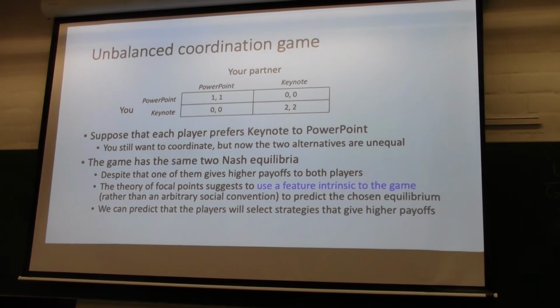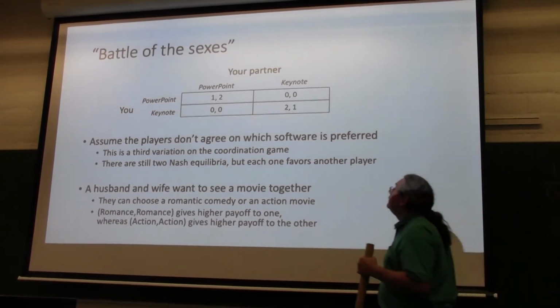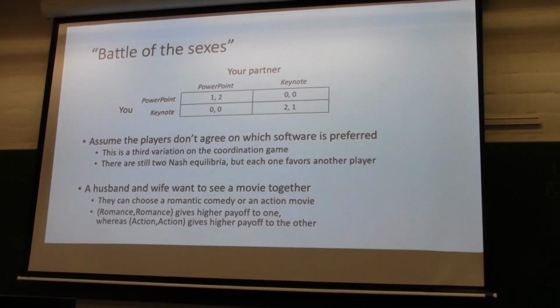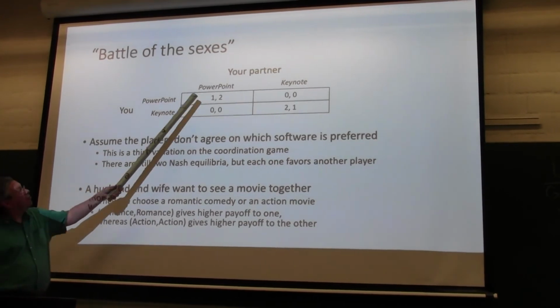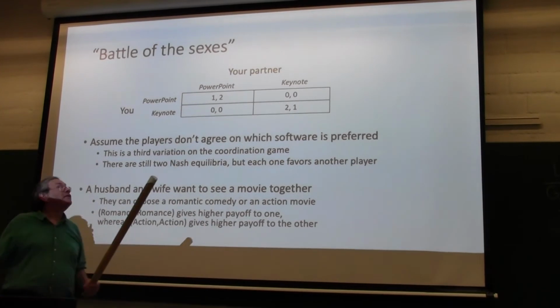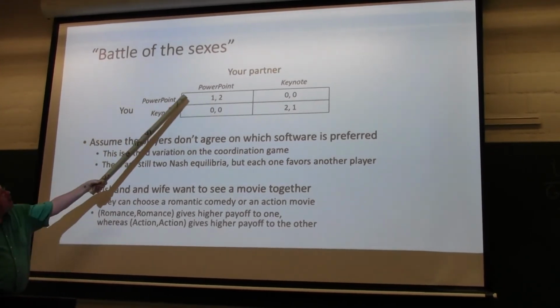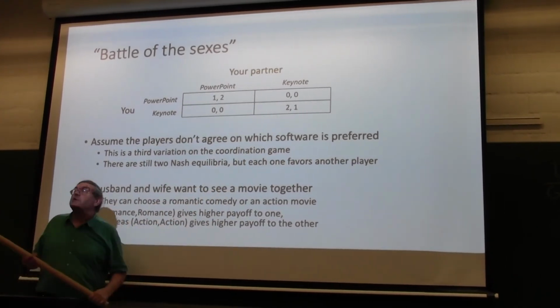But things can get even worse than this. You can maybe imagine how it can get worse. So here it gets worse. Now we have 1, 2, and 2, 1. Again, there's a preference for one over the other, but the players don't agree. So again, there are two Nash equilibria, 1, 2 and 2, 1. But you would prefer to use PowerPoint, whereas the partner would prefer to use Keynote.